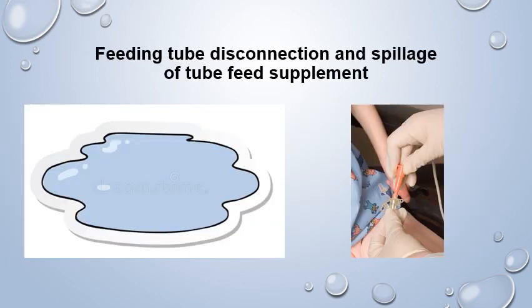Feeding tube disconnection and spilling of the feeding tube supplement. Clamp the tube, clean the connections with soap and water, reconnect the tube, unclamp, and make sure it's running. Clean the skin with mild soap and water and pat dry. Notify the delegating nurse of the problem and receive any further instructions she may have.